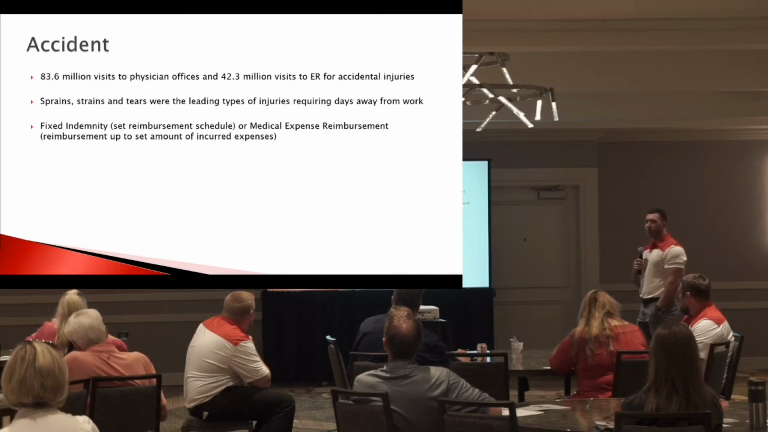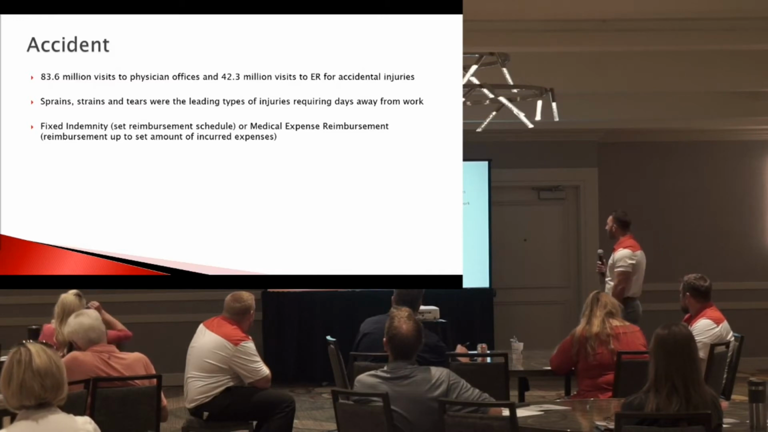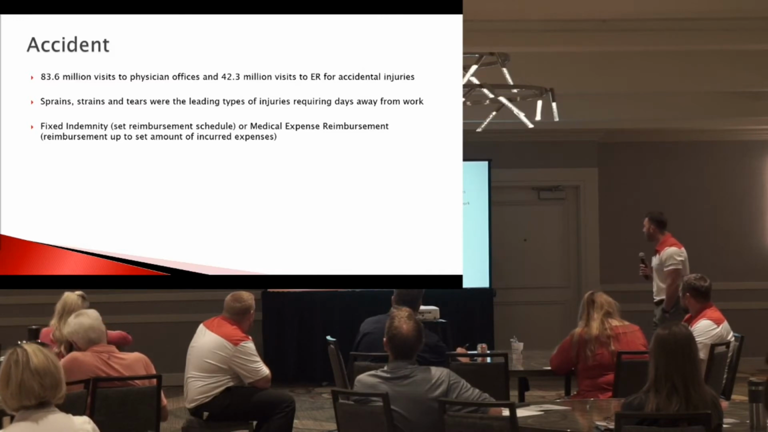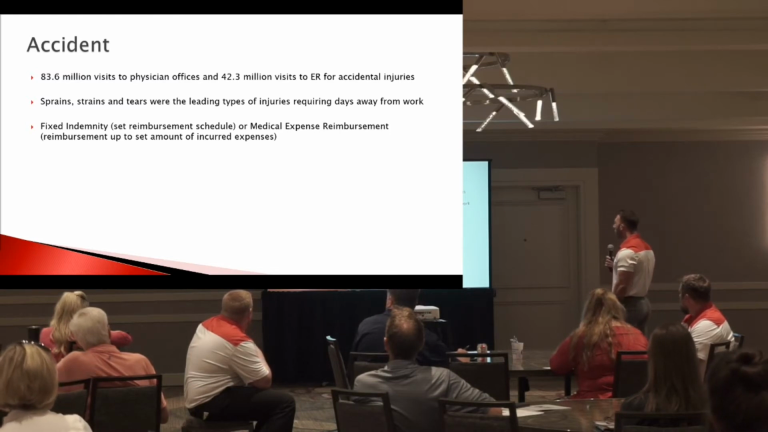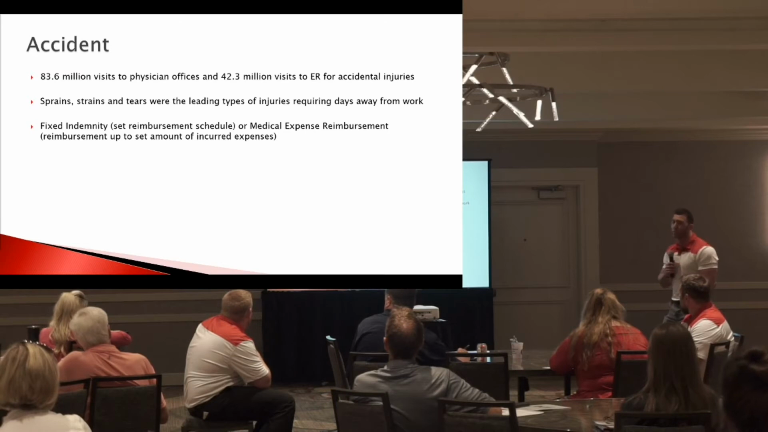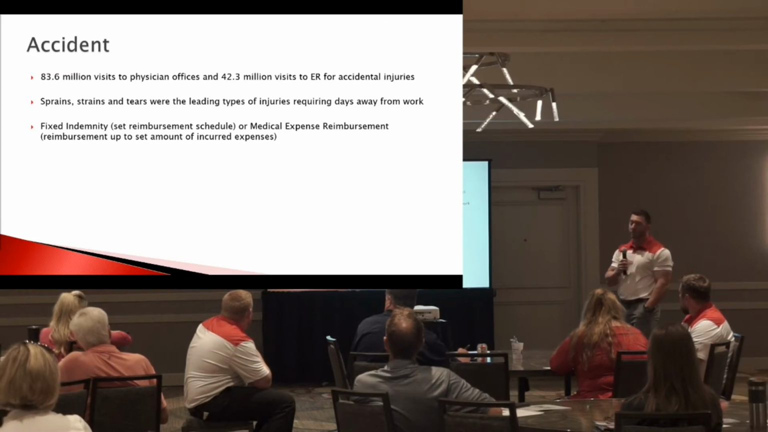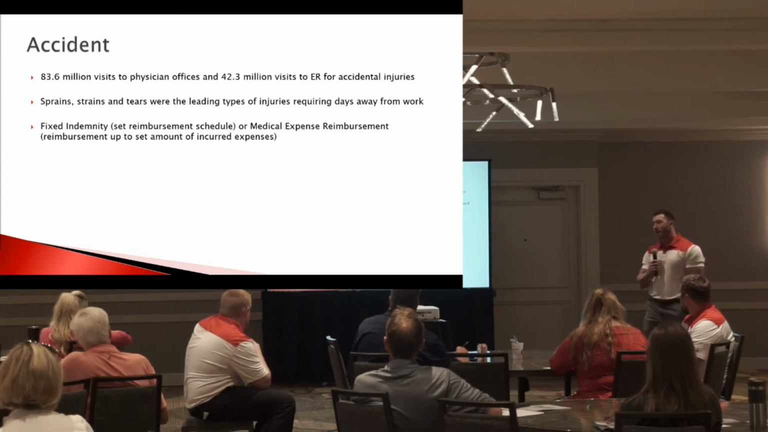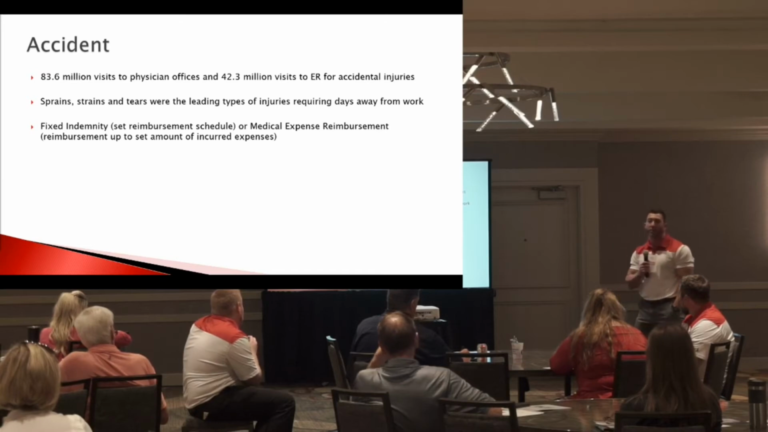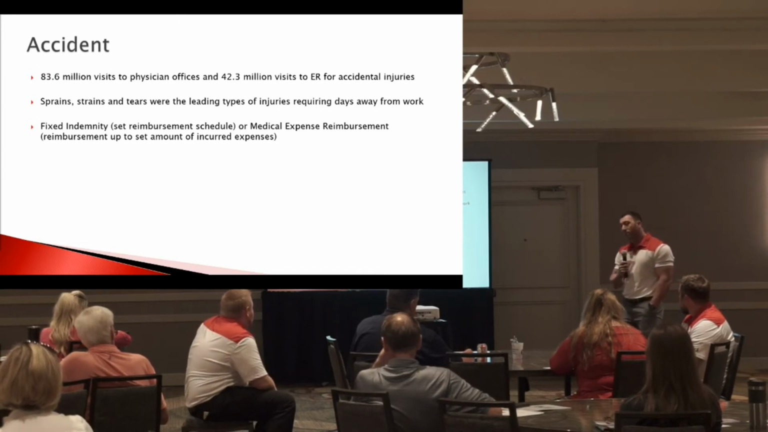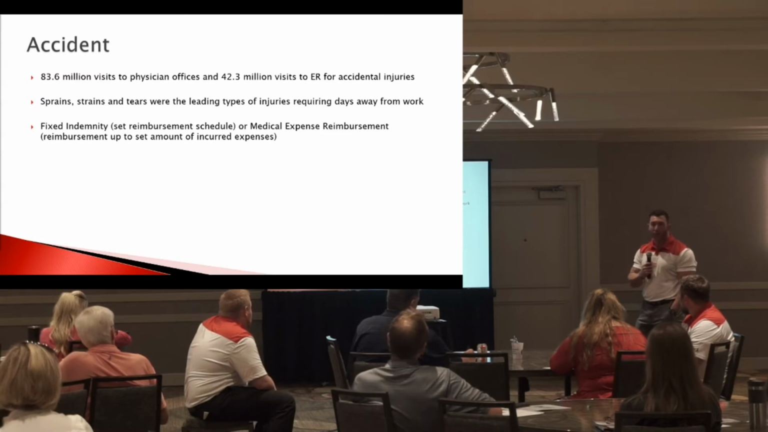So these are just kind of some stats that Nate had thrown up here. Accidents: 83.6 million visit physician offices and 42.3 million visit ERs for accidental injuries. Most of them are simple stuff, sprains, strains, nothing major. So we look at adding fixed indemnities, and some of these plans we're going to show you, even people that have subsidies, we can still put them on a short-term medical, add a critical illness accident hospital plan, and still save them 50% in premium, even if they're getting a slight subsidy. So just because they're getting a subsidy doesn't necessarily mean ACA compliant is going to be the best way for them.